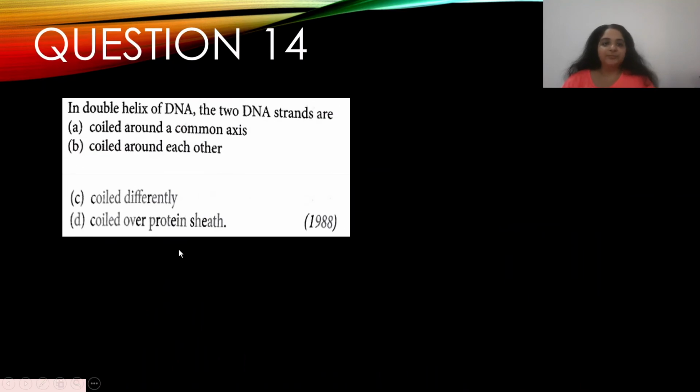Question number 14. In double helix of DNA, the two DNA strands are, and this appeared in 1988, A coiled around a common axis, B coiled around each other, C coiled differently, D coiled over protein sheath. Okay, so the two DNA strands are coiled around a common axis. So the answer here is A.